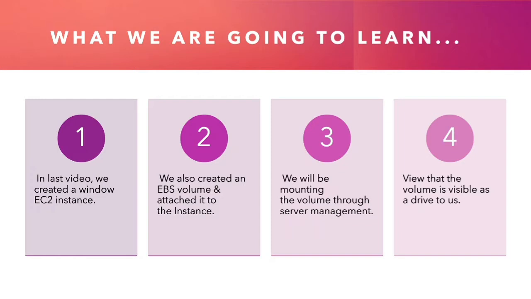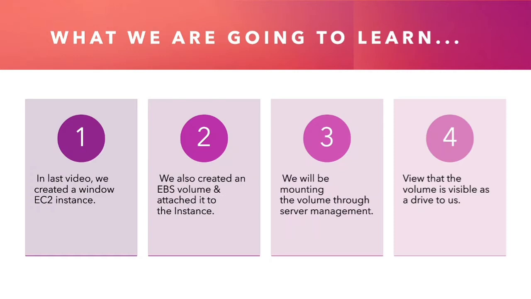So first of all, in the last video, we have already created an EC2 instance and we have also created an EBS volume and attached it to the instance. In this video, we are again going to see how we can attach a volume to an EC2 instance. After that, I will be mounting this volume through server management in my Windows EC2 instance. After that, we will be viewing that the volume is visible to us just as all other physical drives, right?